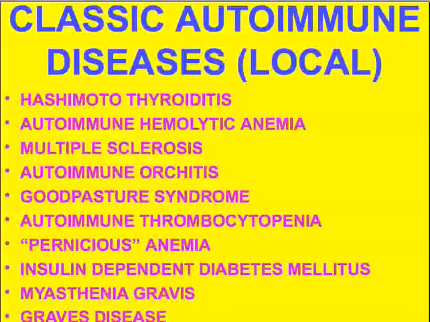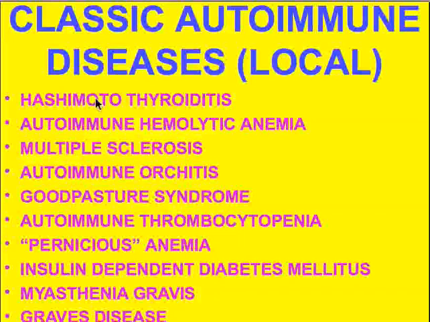Let's talk about the classic local autoimmune diseases like Hashimoto's thyroiditis, autoimmune hemolytic anemia, multiple sclerosis, autoimmune orchitis, Goodpasture syndrome, autoimmune thrombocytopenia, pernicious anemia, insulin-dependent diabetes mellitus, myasthenia gravis, Graves' disease. In every single case, these are regarded as relatively local diseases. In every single case, we have an antibody attacking a known antigen, or sometimes almost known antigen, in a regional area of the body.